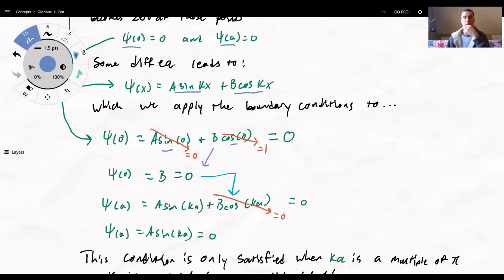Okay, so we just solve this equation here. We apply this boundary condition, which is that psi of 0 must be equal to 0. The sine component is already going to go to 0, so we have no information on what a might be. But since the cosine is 1, b must be 0 in order for that boundary condition to hold.